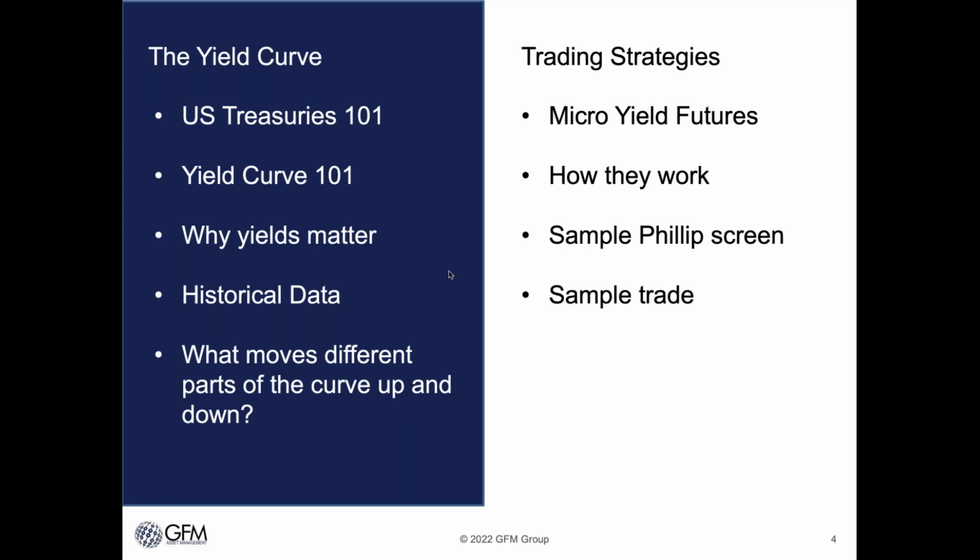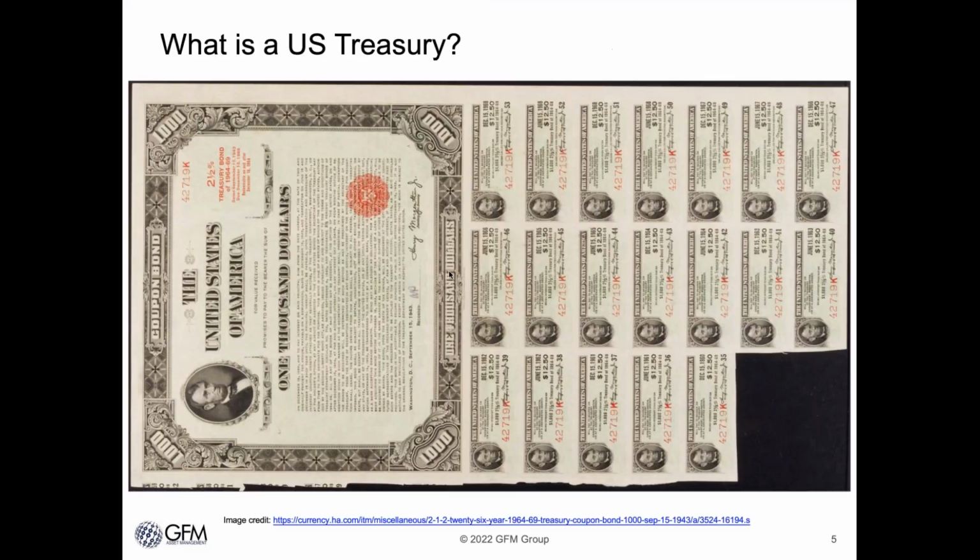Within that Phillip screen, I'm going to show you a sample trade, both of a directional trade, where I'm just going to, let's say, buy the micro 10-year yield future with the position that the yield is going to go up or down. And then I'm also going to show you a spread trade, showing you the example of I believe the 2-year yield and the 10-year yield are going to, say, move in opposite directions, or they're going to converge, or they're going to diverge. How do you put that specific trade on?